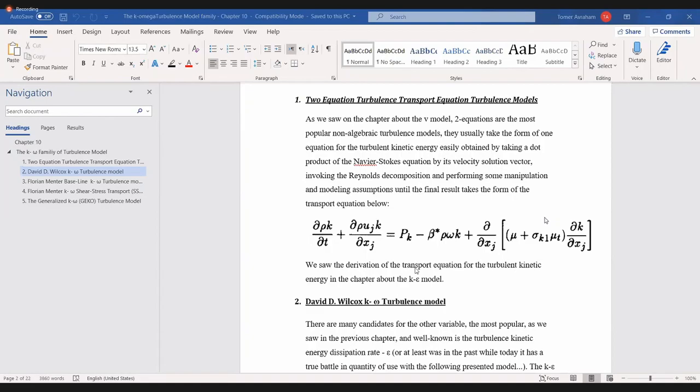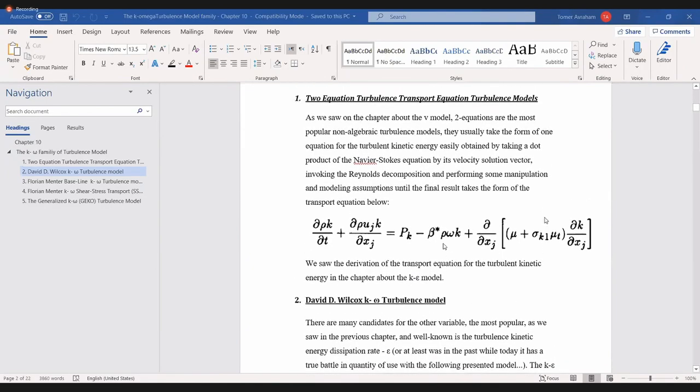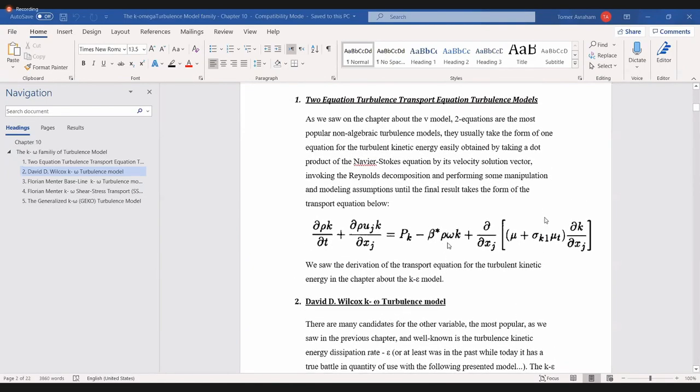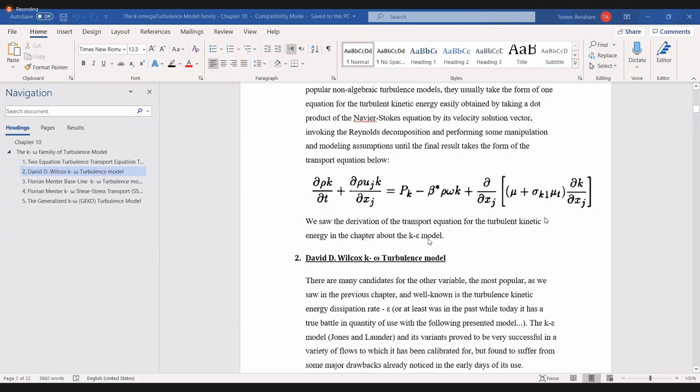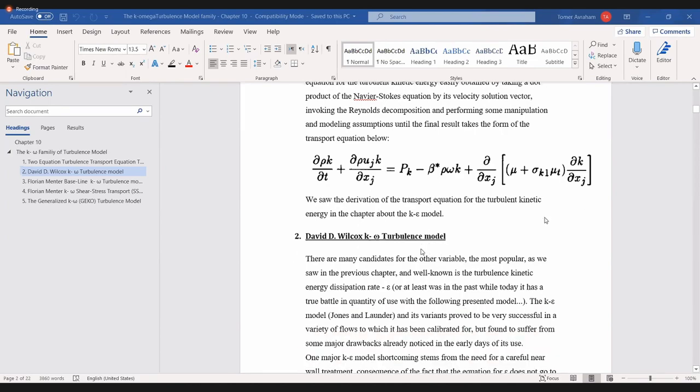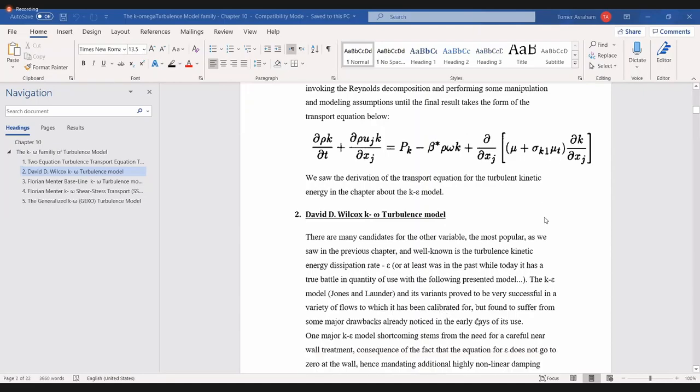It was not so ideal, but we still use it. So then David Wilcox took the specific dissipation and proved that it has an elliptic nature, meaning it kind of communicates with the wall. You can integrate it through the viscous sublayer. It didn't have any problems.